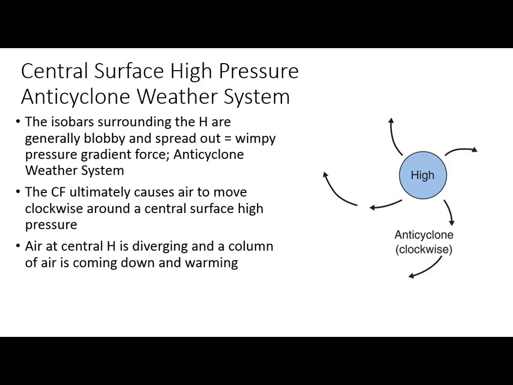What do we know about wind? It's going to go from high to low. So we kind of have a migration of material out of that central high. So the air at the high is what we call diverging. The word diverging just simply means moving out.